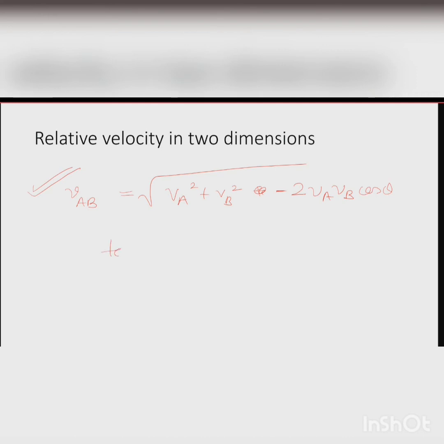Similarly, if I want to find out the angle of the resultant, it would be VB sin theta upon VA minus VB cos theta. There used to be a plus sign here for addition. But when we are taking the relative velocity, the formula changes. Basically, you have to understand that we are superimposing the negative of a vector.